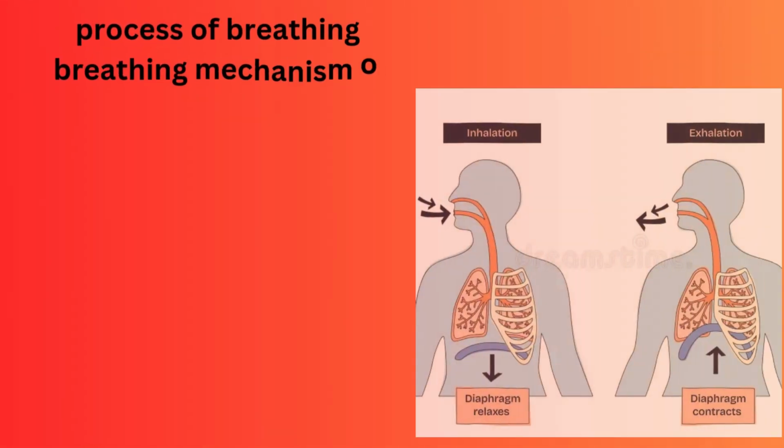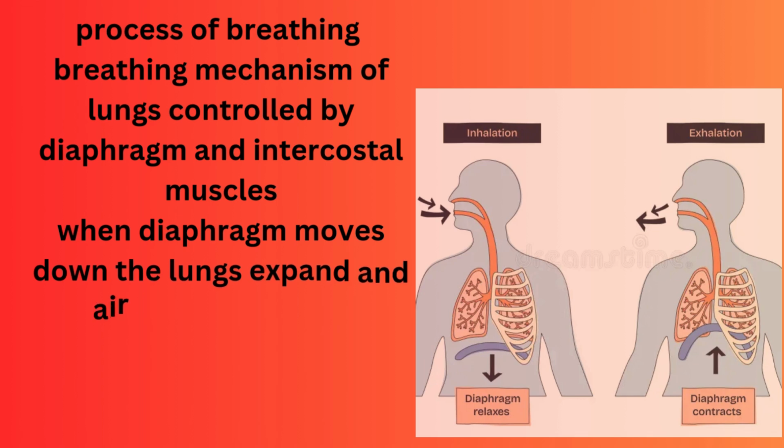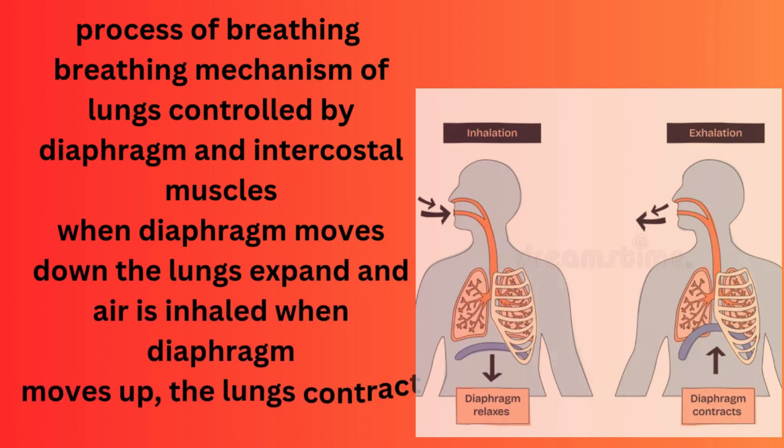Process of breathing. The breathing mechanism of the lungs is controlled by the diaphragm and intercostal muscles. When the diaphragm moves down, the lungs expand and air is inhaled. When the diaphragm moves up, the lungs contract and air is exhaled.